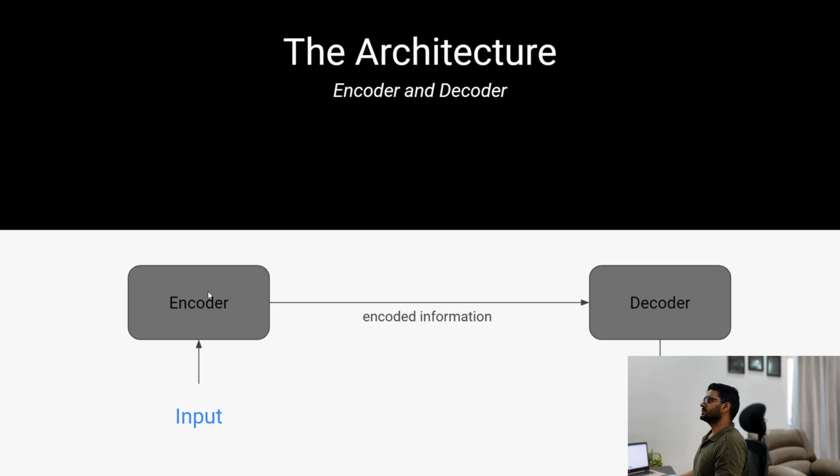The architecture of the transformer model is rather simple. It has one encoder that takes all the input, encodes this information, and then sends it to a decoder, and then the decoder provides an output.